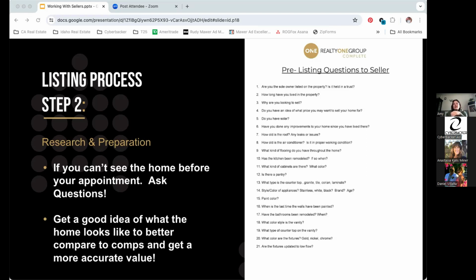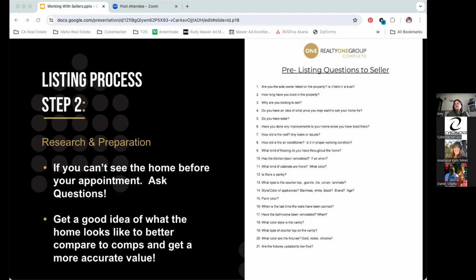Style or color of appliances. Are they stainless, white, black? Are they brand, age? What's the paint color in the house? When's the last time the walls have been painted? Have the bathrooms been remodeled? When? What color styles are the vanity? What type of countertop is on the vanity? What are the color fixtures? Are they gold, nickel, chrome, oil rubbed bronze, black, right? Are the fixtures updated to low flow?